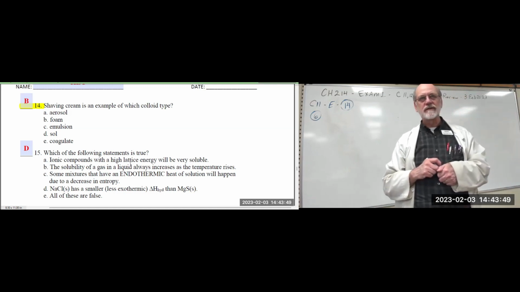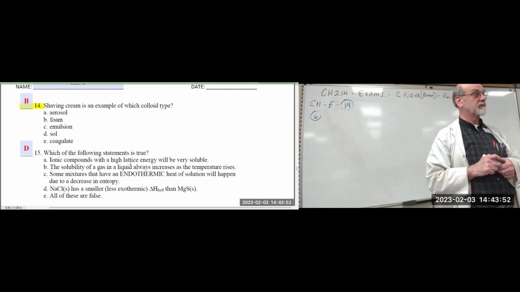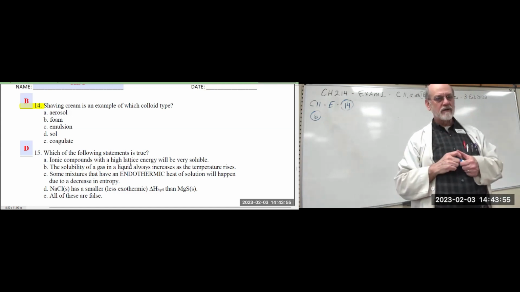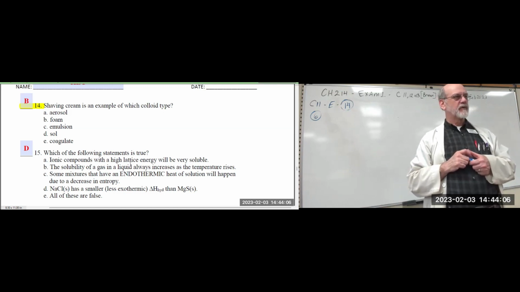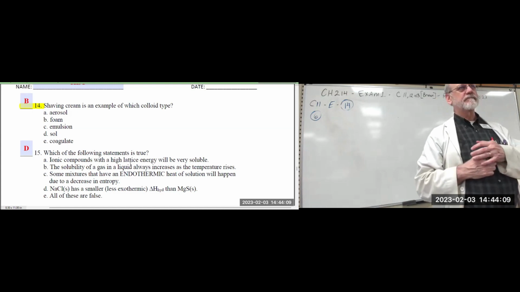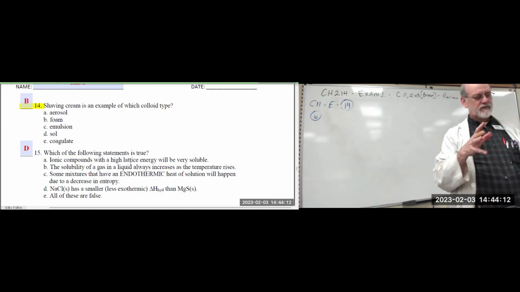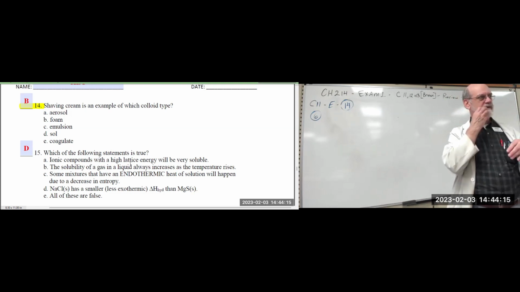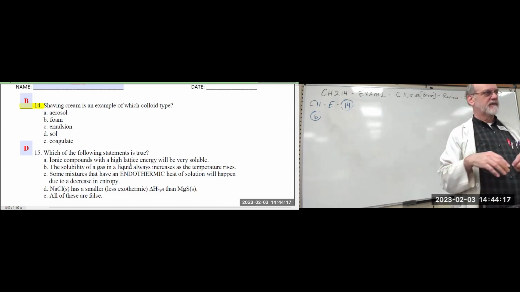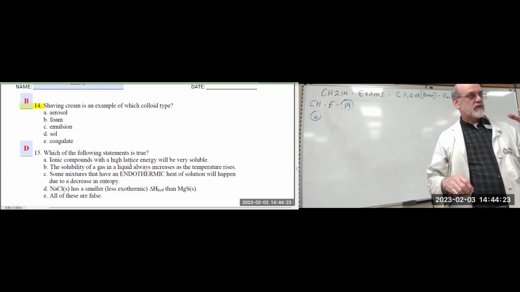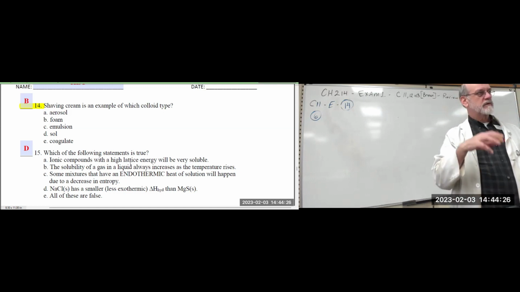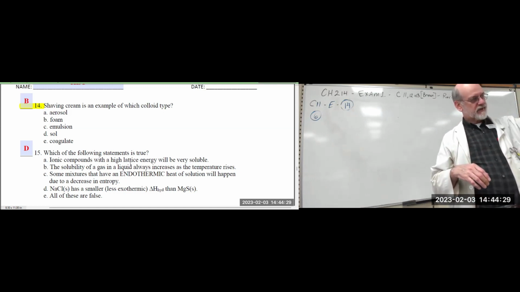What's an emulsion? Emulsion is a liquid in a liquid. A sol is a gas in a solid. When I think sol, I think those ceramic bricks that they used to put on the space shuttle. They weighed almost nothing. And I've seen some sols that you could heat to red hot with a blowtorch and then grab it by the corners and pick it up, no problem.